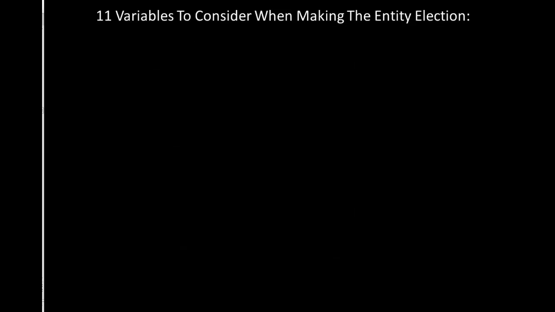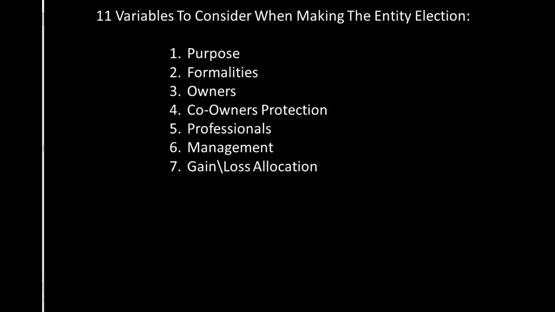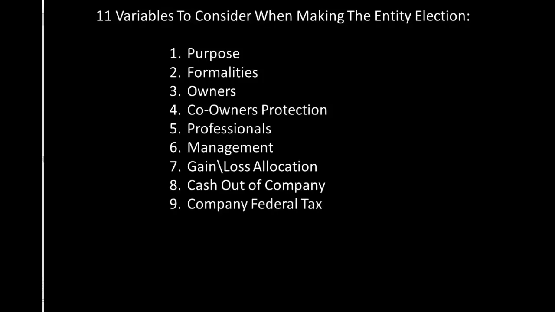The 11 variables to consider when making the entity election are the purpose of the entity, the formalities, owners, is there going to be any consideration of co-owner protection? Are there going to be professionals involved? What about the management? How will we be allocating the gain and loss between the owners? How are we going to get the cash out of the company? Are we going to be paying attention primarily to federal tax considerations? Are we going to be paying attention to state tax considerations? And how about us, the owners? What about our personal taxes? These are all of the different variables which will either skew you towards a decision for an S corporation or for a limited liability company.